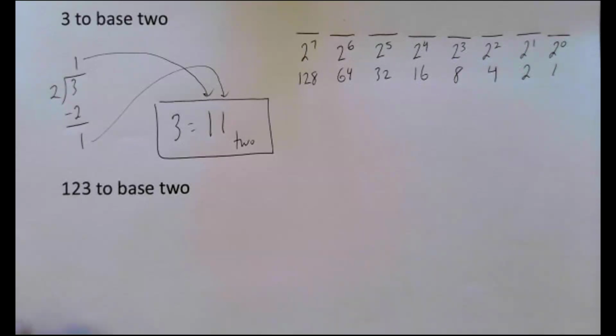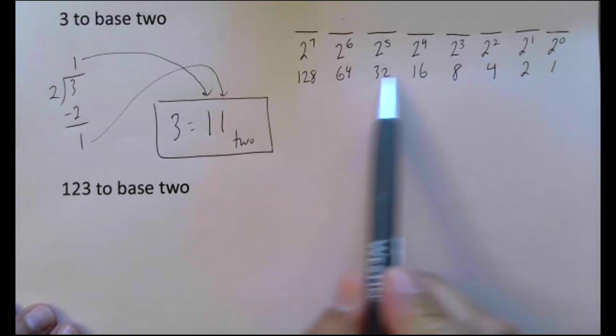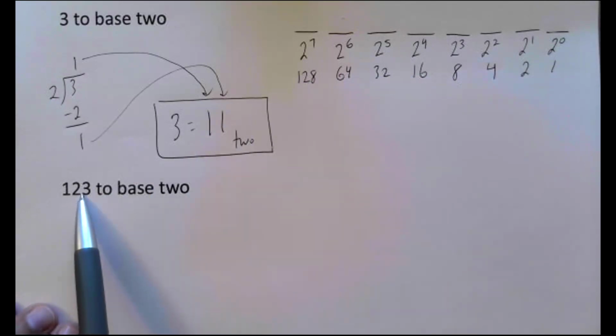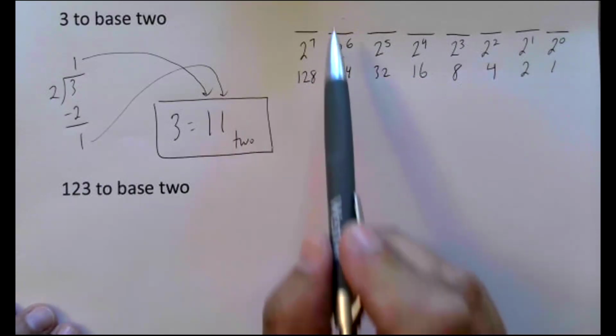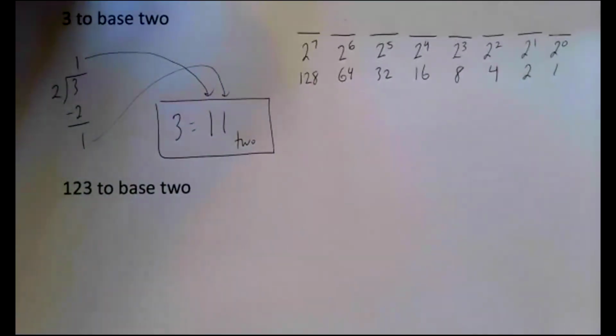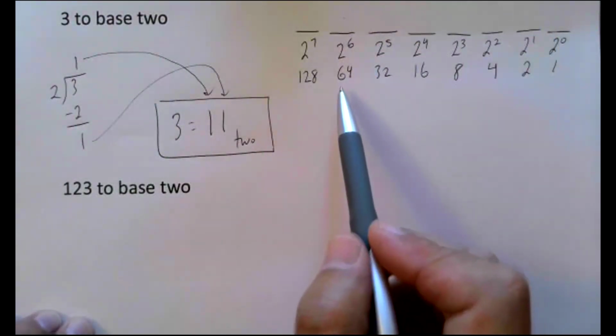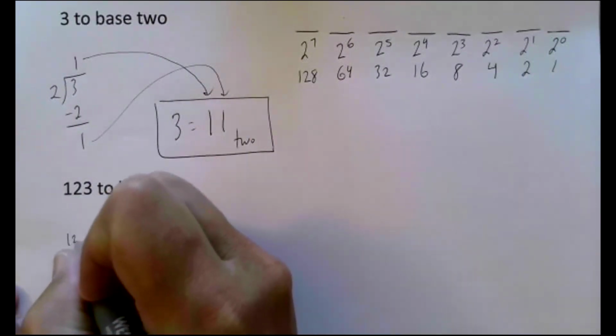My next one's going to be a lot longer because there's going to be a lot of long divisions to do. Now, 123 is bigger than all these numbers, except it's not bigger than that. So I'm not going to worry about this position, but I am going to have to start by taking 123 divided by 64. Okay, I'm not going to need this 2 to the 7th position, but I am going to need all the other ones. So 123 divided by 64, what do we get when we do that?